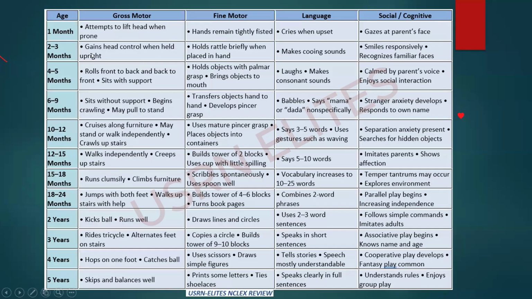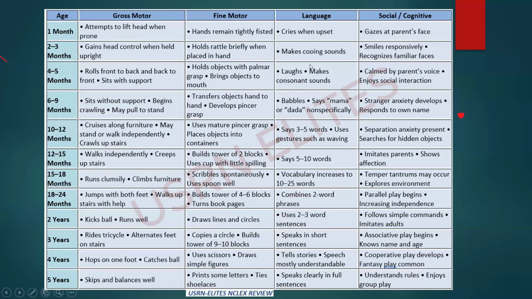Between 2 to 3 months, they should be able to gain head control when held upright. They should be able to hold a rattle briefly when placed in their hand. So even though it will fall, they should be able to hold it for some time. And I think this one is common, right?